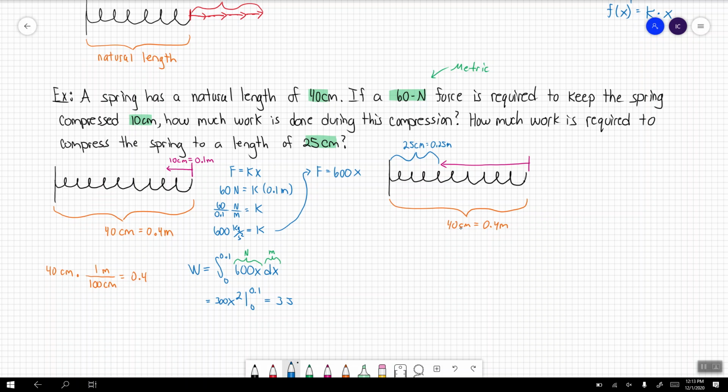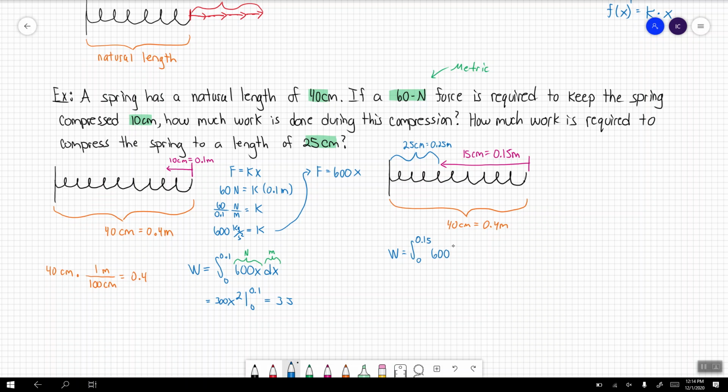But if the overall length is 40 centimeters and we're compressing to a length of 25 centimeters, then the length that we're looking for has to be 15 centimeters. It's just 40 minus 25, which is 0.15 meters. So we know the function for the force exerted by this spring is always going to remain the same. F is equal to 600x. So in order for me to find the work being done here, I need to take the integral from 0 to 0.15, because that's how much we're compressing this.